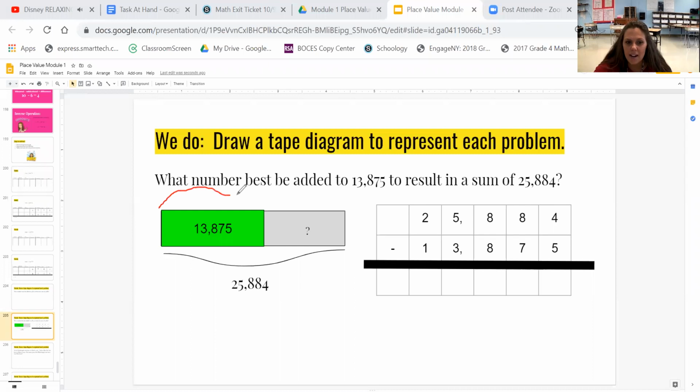Okay, this entire thing was 25,884. And we already had part of it. Okay, and that part that we had was 13,875. But we don't know what must be the other part to get to that 25,000. So what we'll do is we will subtract our total from our parts to get that missing value. Okay, so let's go ahead and subtract.